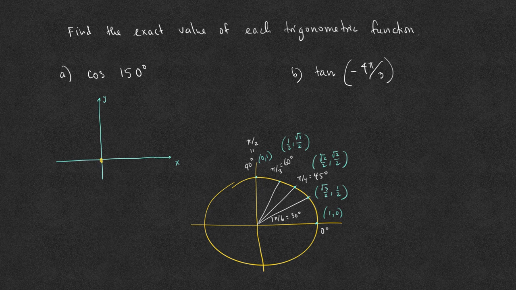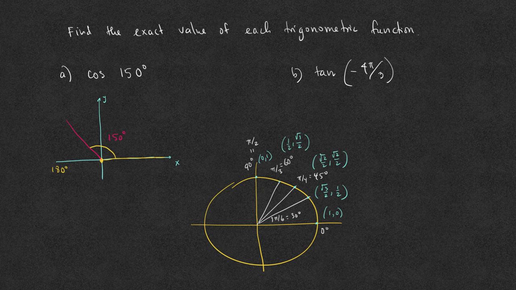Recall that we always measure the angle from the positive horizontal x-axis. 150 degrees is a positive angle, so we would travel counterclockwise. 90 degrees, if we go all the way to the negative horizontal axis, then this is 180 degrees, but we only want 150 degrees, so we will stop somewhere in the middle. This angle is 150 degrees. And then we compute the reference angle.